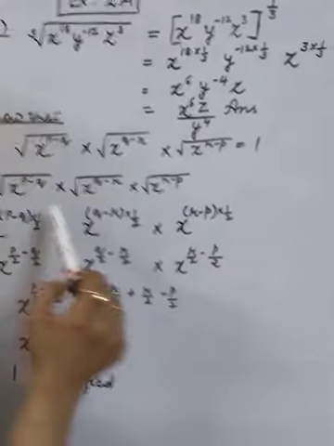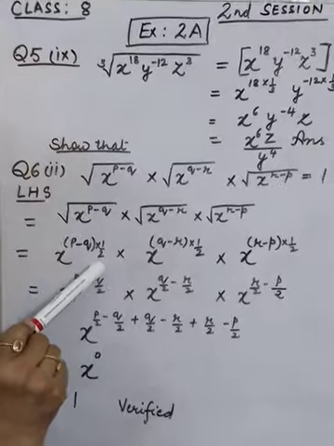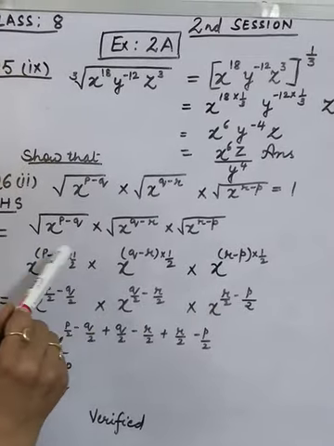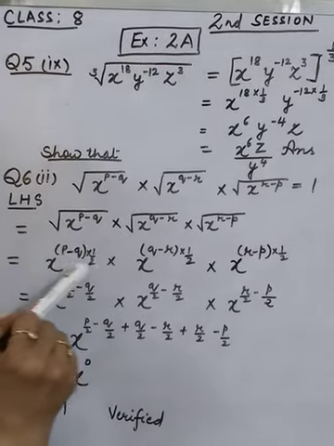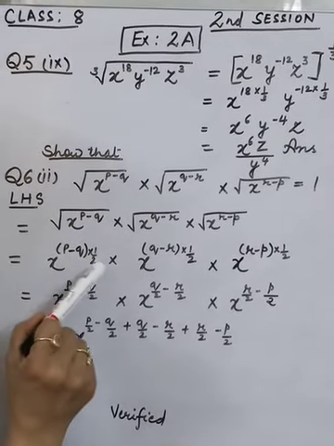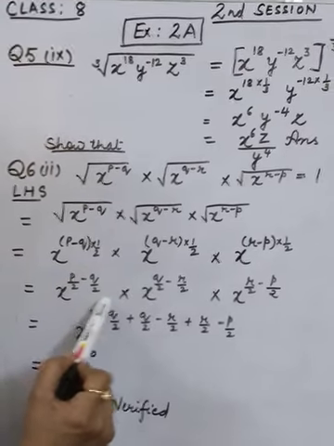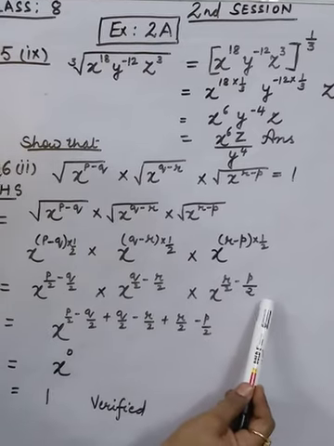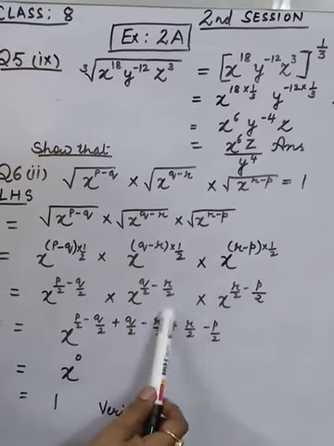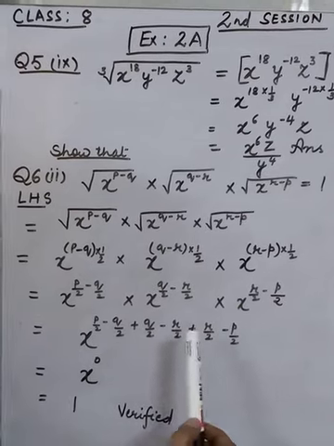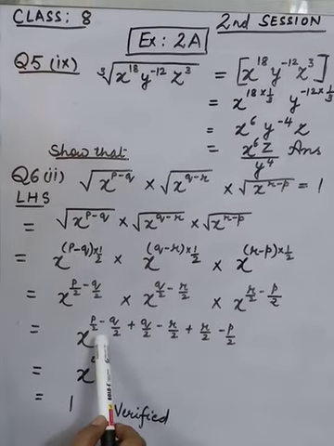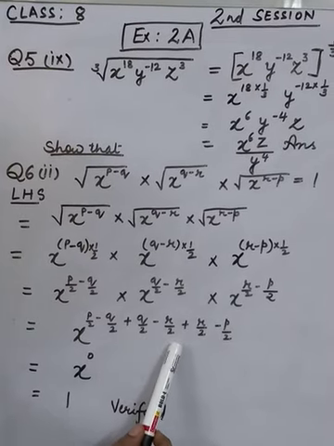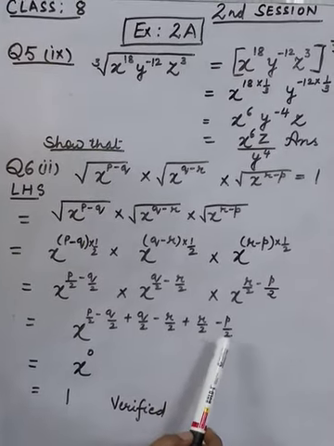Then square root means power 1 by 2. So we write power 1 by 2 for each term. Then 1 by 2 we will multiply with both the terms inside the bracket. P into 1 by 2 and q into 1 by 2, p by 2 minus q by 2, q by 2 minus r by 2, r by 2 minus p by 2. Now we are multiplying and the base is same, so powers get added. So p by 2 minus q by 2 plus q by 2 minus r by 2 plus r by 2 minus p by 2.